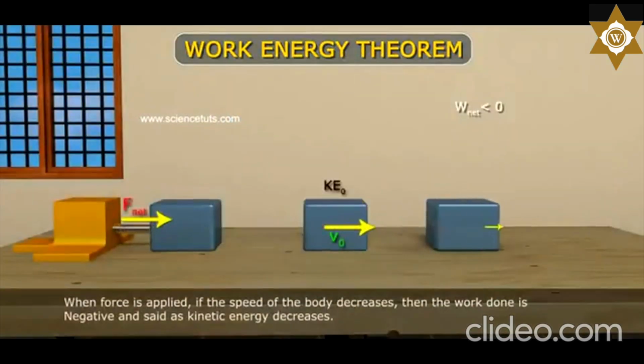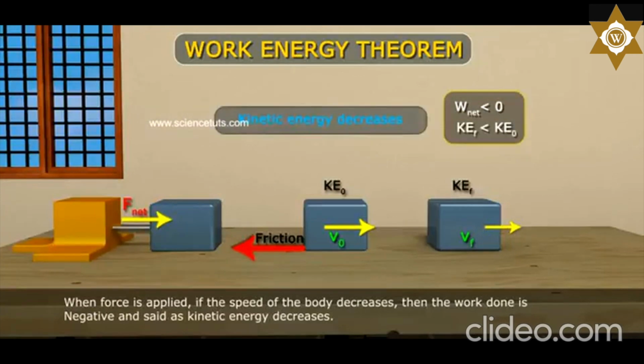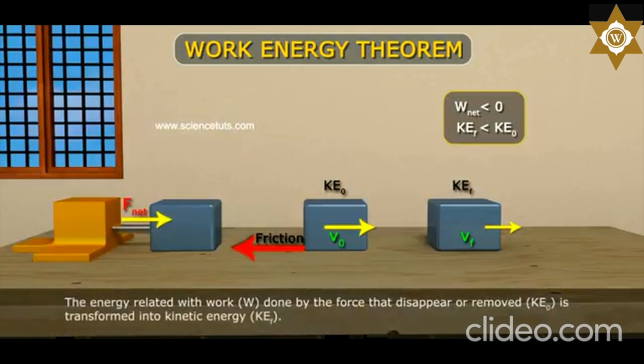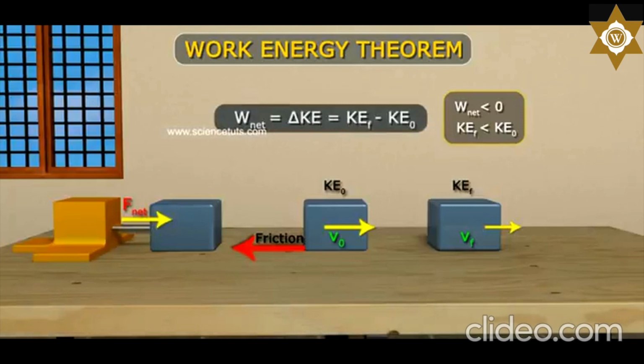When force is applied, if the speed of the body decreases, then the work done is negative, and kinetic energy decreases. The energy related with the work done, W, by the force that disappears or is removed is transformed into kinetic energy. Work done, W, is equal to the difference in kinetic energy, delta Ke, which is equal to the final kinetic energy minus the initial kinetic energy.